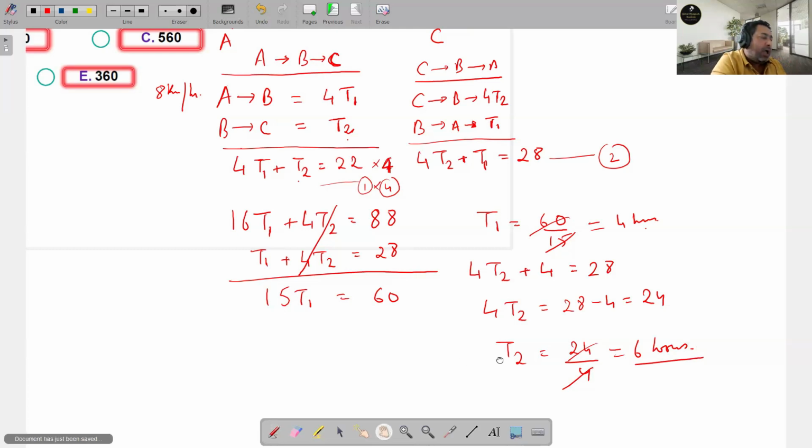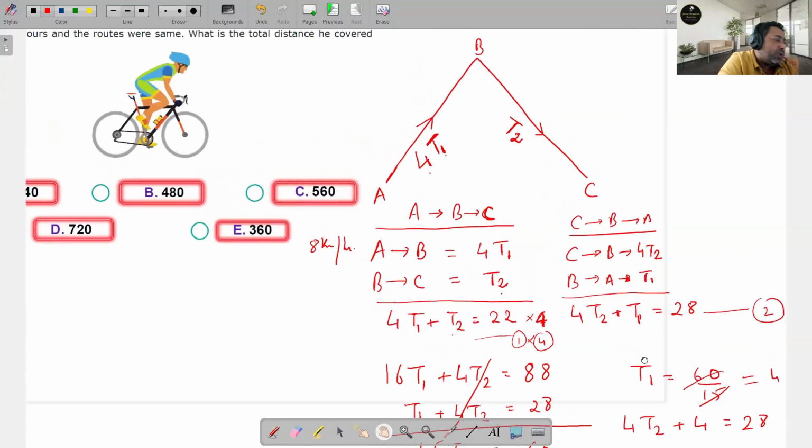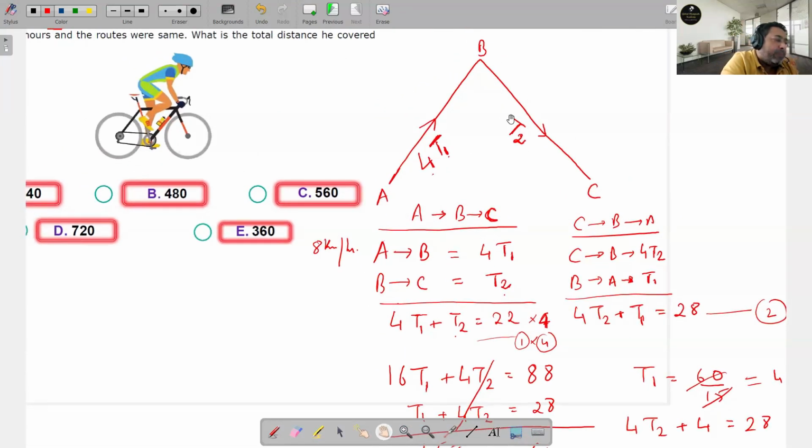All right. Now we've got both the times, so now we can find the distance as well. While going up and coming back, if you find one side's distance, we can double that distance and find the total distance he covered altogether.